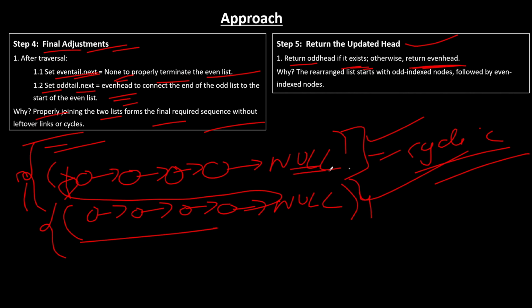That is why we give null at the end. That is one of the reasons. And second, there could be cyclic issues also or leftover links, right? The rearranged list starts with odd indexed nodes followed by even indexed nodes. That's why we check if there is no odd, we return the even. Fine. So I hope you understood the approach. Now let's move to the next slide.